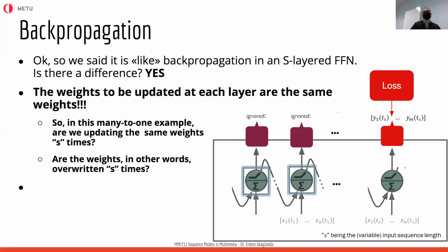Okay, we're going to talk about these problems. We are trying to understand the problem right now. So the weights to be updated at each layer are the same weights. We know this now. In this many-to-one example, we are updating the same weights S+1 times. Are the weights, in other words, overwritten S times? Yes, but not necessarily. If we apply the entire sequence, that will be so. We don't have to apply the entire sequence.